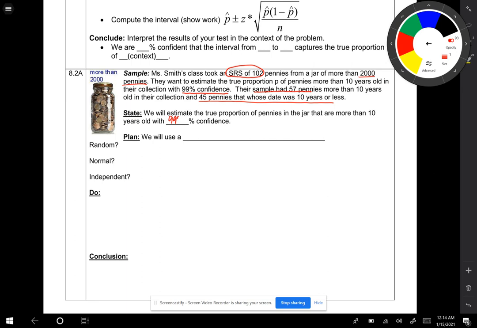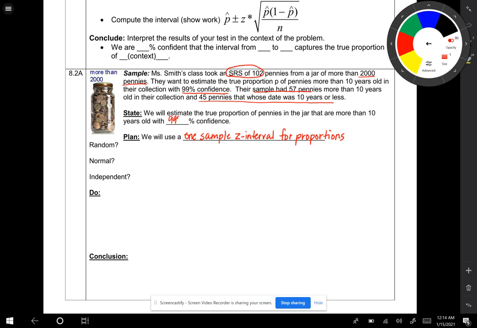In our plan, let's state the procedure that we're going to use. So we are going to use a one sample Z interval for proportions. You'll be pros with doing anything that involves proportions after this unit.